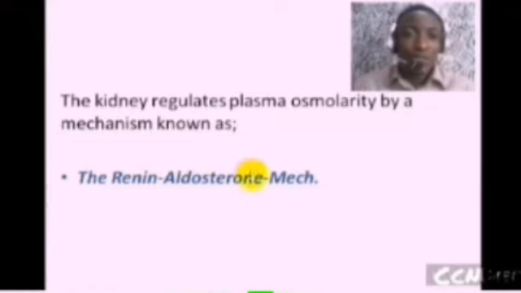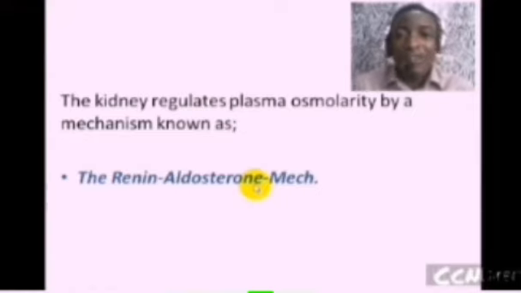When aldosterone is secreted, it enters into the blood and then goes straight to the collecting ducts of the kidney. When this hormone is acting on the collecting ducts, it leads to conservation of sodium ion. So it inhibits the excretion of sodium ion.